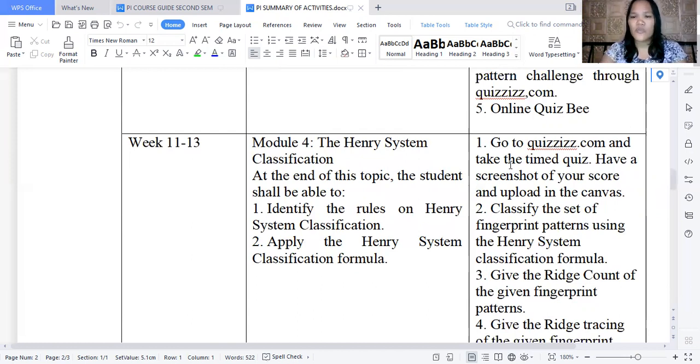In number 2, you will be required to classify a set of fingerprint patterns using the Henry system classification formula. We all know that fingerprints are not the same. Each has its own pattern.